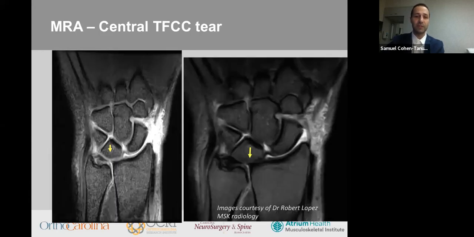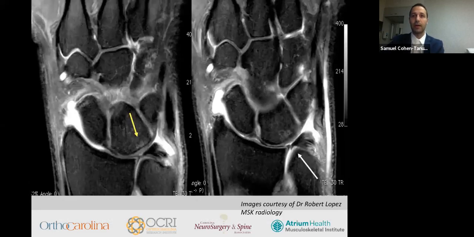Here's the same case with different sequences to highlight the way that it looks. Here on the right image, you see again a more radial-sided TFC tear with some extravasation of contrast, and on the left, some associated marrow changes suggestive of early chondromalacia in the lunate.